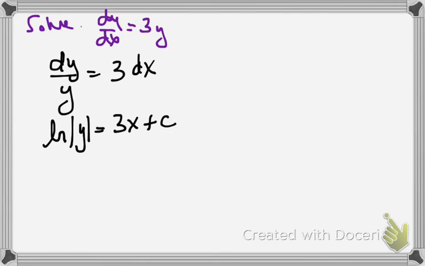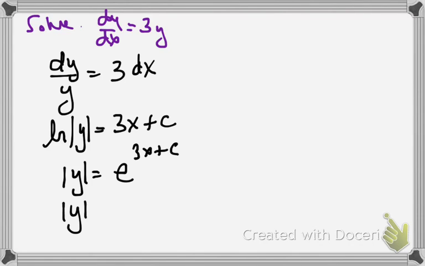We need to solve for y. We can't keep it in terms of the natural log here. So rewriting using bases of e, we would have the absolute value of y equals e to the 3x plus c. Now the 3x plus c we can separate by rules of exponents and bases, like that. So that's multiplication of e to the 3x times e to the c.